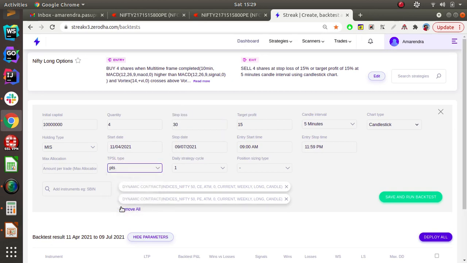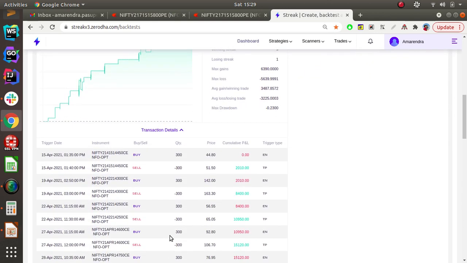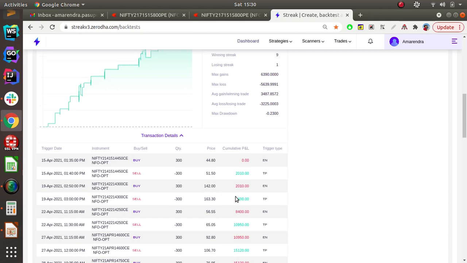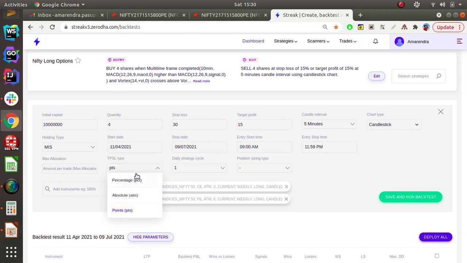What is the advantage of giving points? Based on the premium, the percentage and profits differ every time. If the premium is just 44, you are getting just 2,000, whereas if the premiums are more, you will get more profit. See, for example, here when it is 44, 51 profit is booked, which is 15%, just 2,000, whereas here 142 to 163, the same 15%, but since the premiums are high, you will get more profit. So instead of depending on premium, you can also give points. Instead of percentage, we can change it to points.